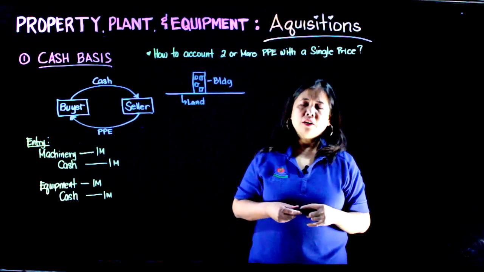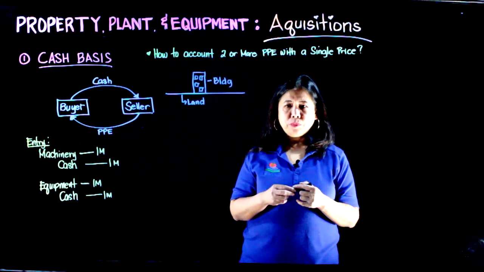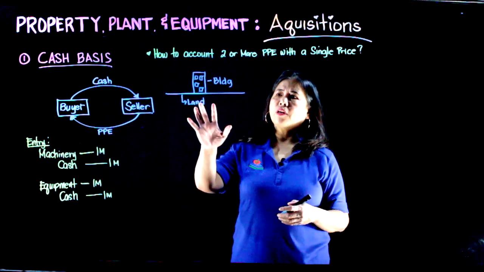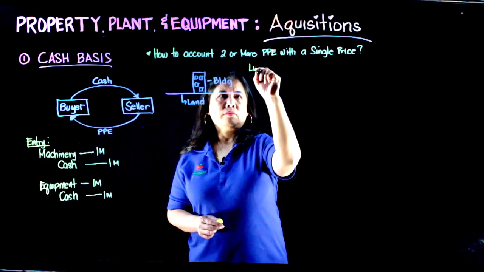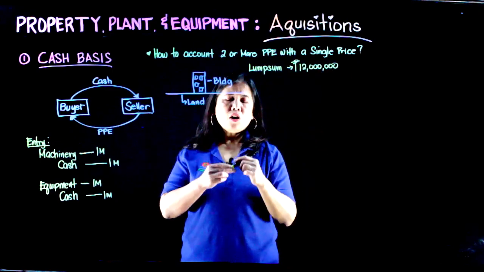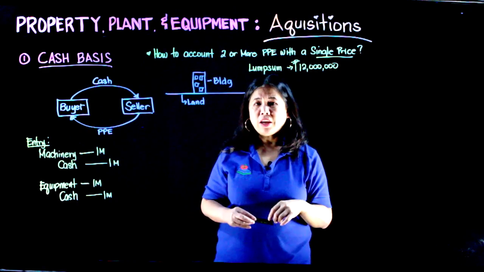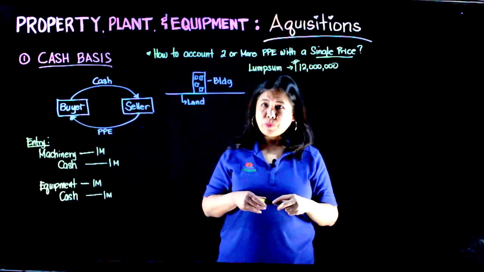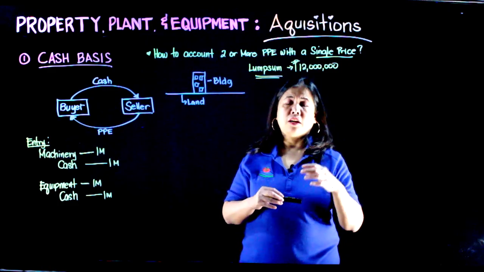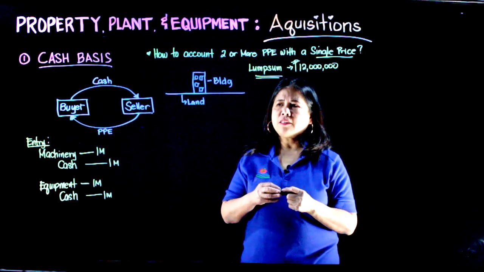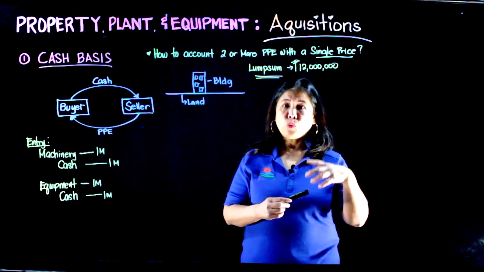For example, ang single price, pinurchase niya ito ng 12 million. So, the single price of both the building and the land is 12 million. So, ang tawag mo sa single price is the lump sum price or also known as the basket price. So, binili ng company ang land and building ng 12 million. So, paano natin i-allocate itong building at land sa 12 million?